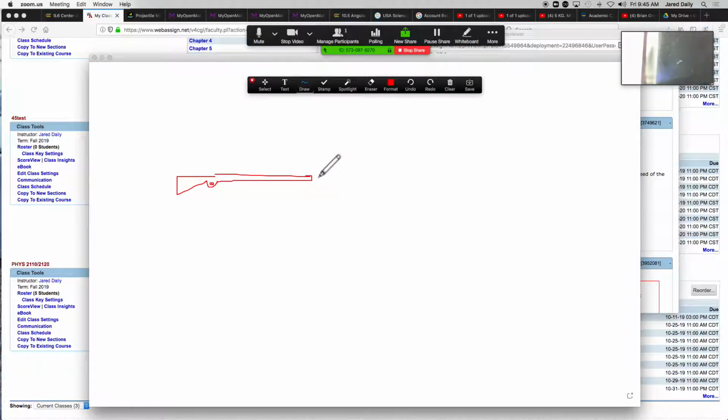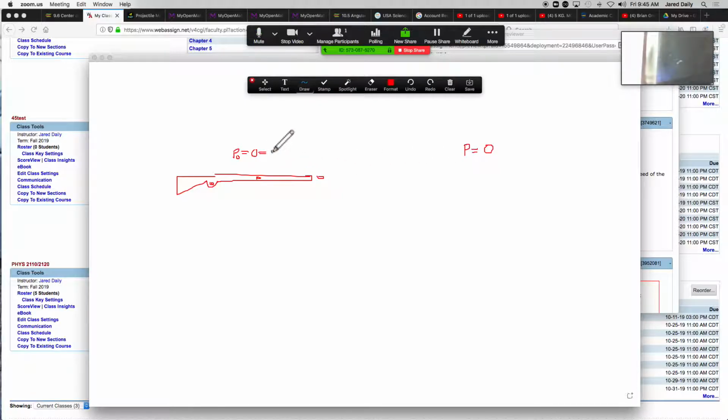Right? And you have your bullet. While the bullet's in the gun, before you fire it, the momentum of the gun and bullet system is equal to 0. After you fire the gun, the momentum of the bullet and the gun is also equal to 0.